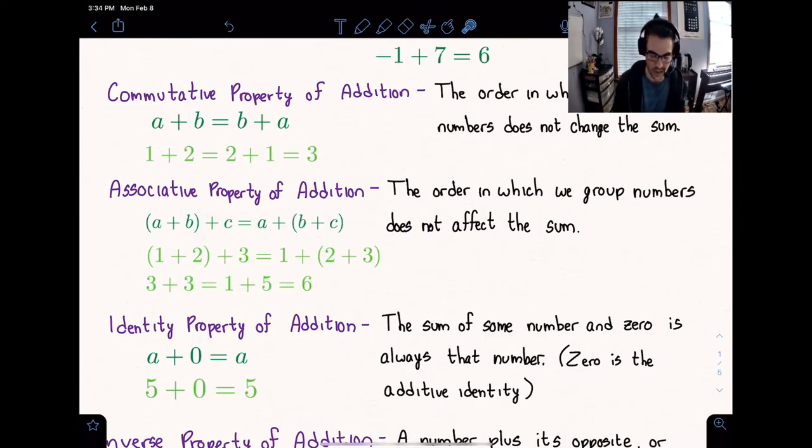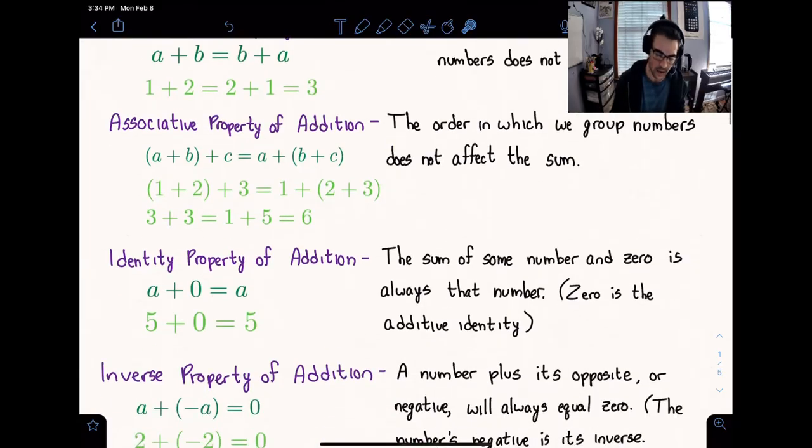And I put an example right here, 1 plus 2 is the same thing as 2 plus 1, giving us a solution of 3. Again, commutative property, order does not matter. The next property we're going to talk about is the associative property, which states that the order in which we group numbers does not affect the sum. The order in which we group them makes no difference. We're going to get the same solutions.